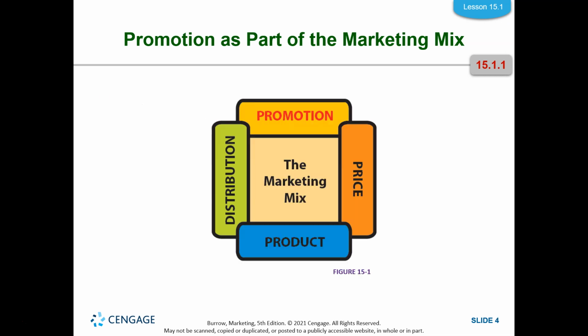So here's a reminder of what the marketing mix is. You've got promotion, price, product, and distribution. Used to be known as the 4 Ps. The distribution part you can think of as place, because that's where your product or service is.